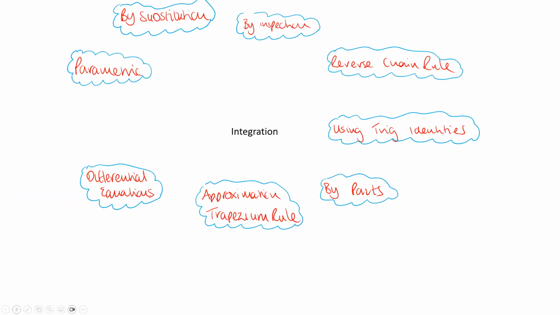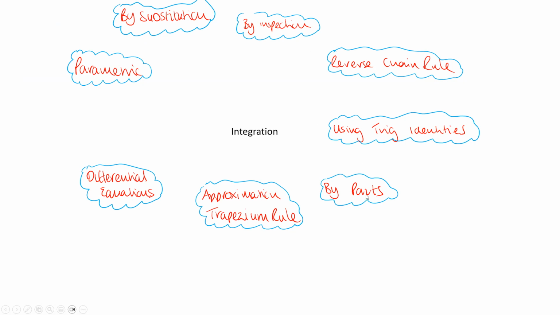Let's go on to integration. When it used to be the old syllabus, integration could have been up to about a third of your C4 exam before it changed in 2017. Now, integration is still a huge topic, and it could be up to maybe 20% of one of the pure exams. There's still going to be a lot of integration. So these are some of the things that you need to do.